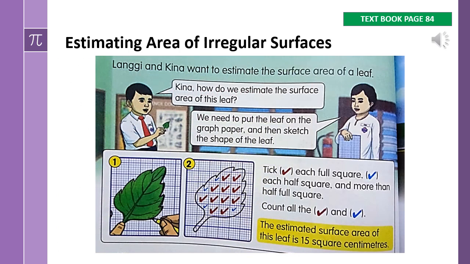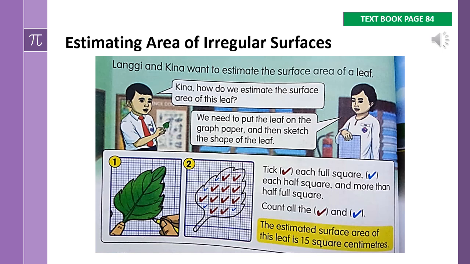Okay, so this is the same thing like what we see in the slide before. This is also in your textbook, page 84. Langgi and Kina want to estimate the surface area of a leaf. Kina, how do we estimate the surface area of this leaf?